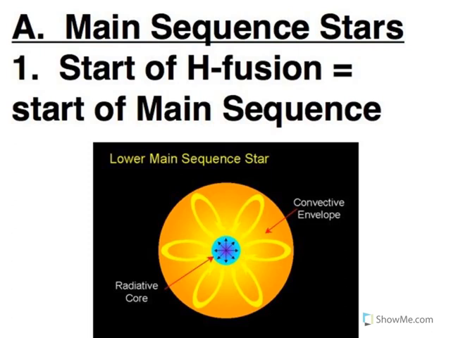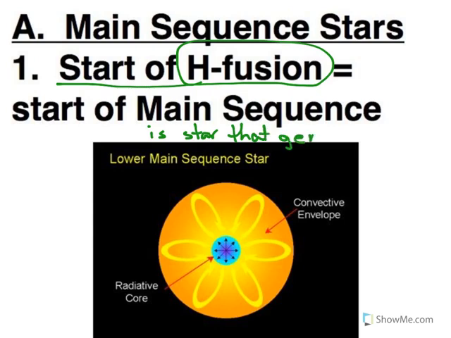Now, as we saw, what triggers the beginning of the main sequence stage is the start of hydrogen fusion. That is the key event that designates a main sequence star. So, by definition, a main sequence star is a star that generates energy via hydrogen fusion.